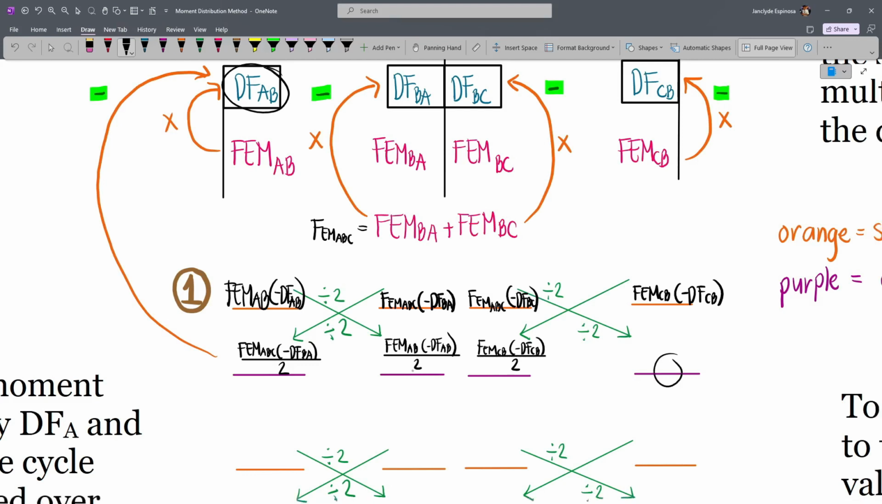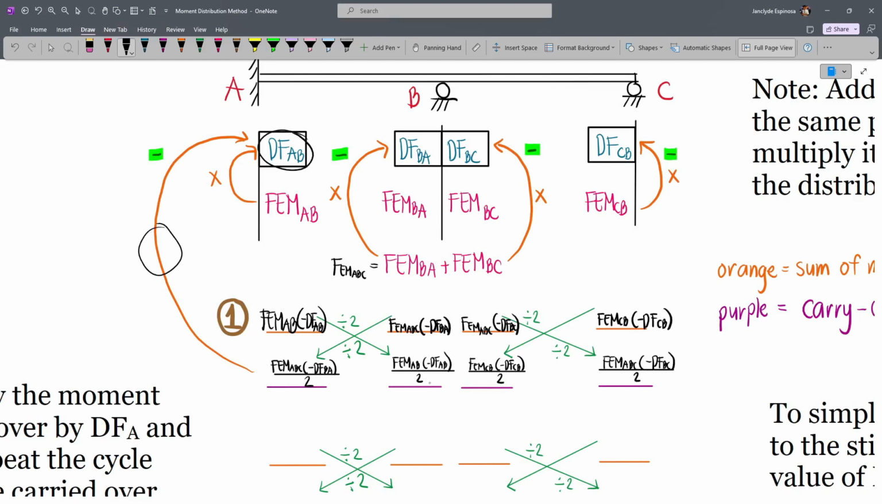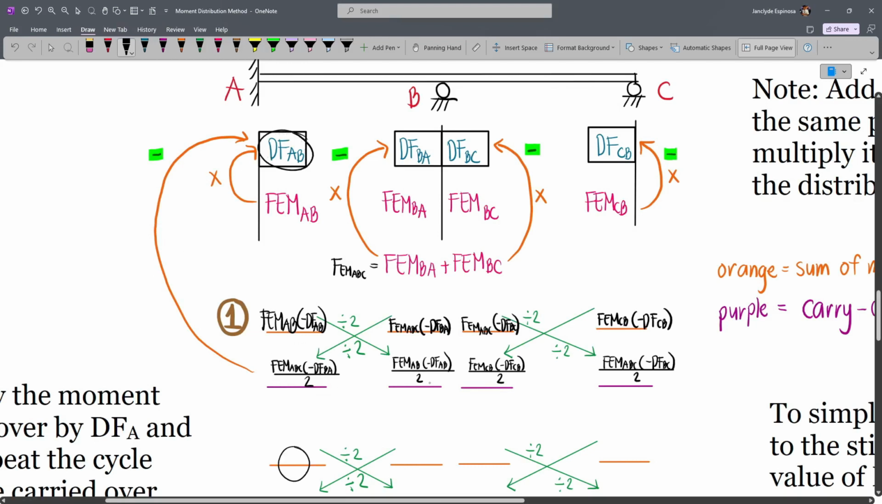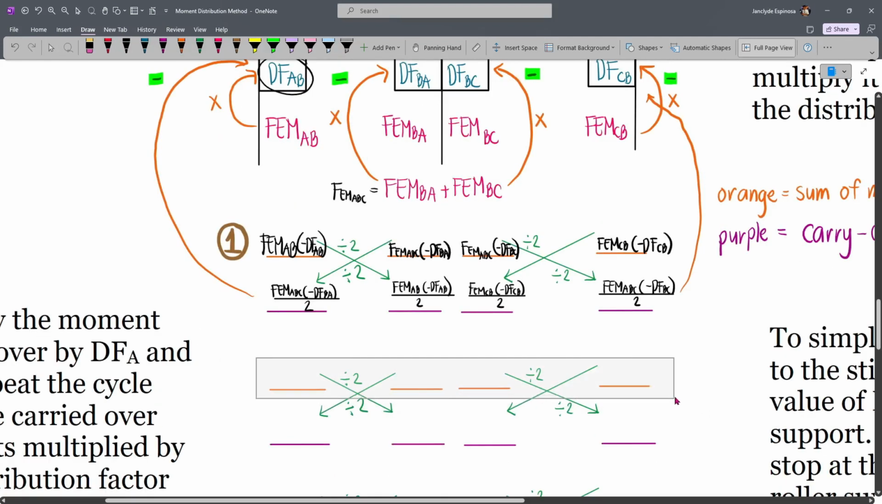And then here we have FEMBC times negative DFBC divided by 2. And then once we get these values, babalik tayo sa process na to. We will multiply this by DFAB, and then ito na yung ilalagay natin dito. And then we will take the sum of these, and then we'll multiply that by DFBA for this one, and DFBC for this one. And then here, we will just multiply the carryover moment by DFCB, or the negative of DFCB. And so here, meron ka ng unbalanced moments, so that will be your second cycle.